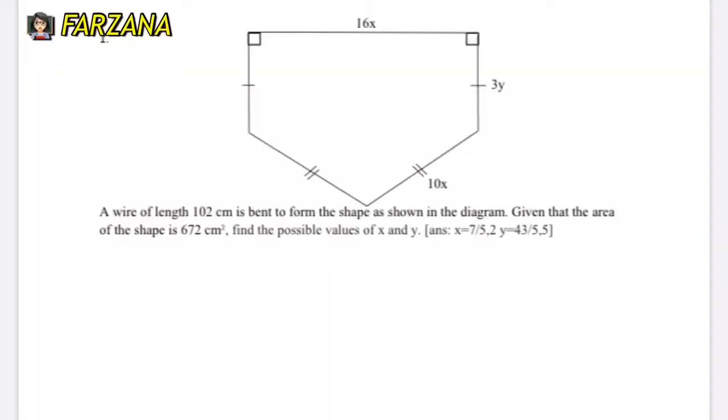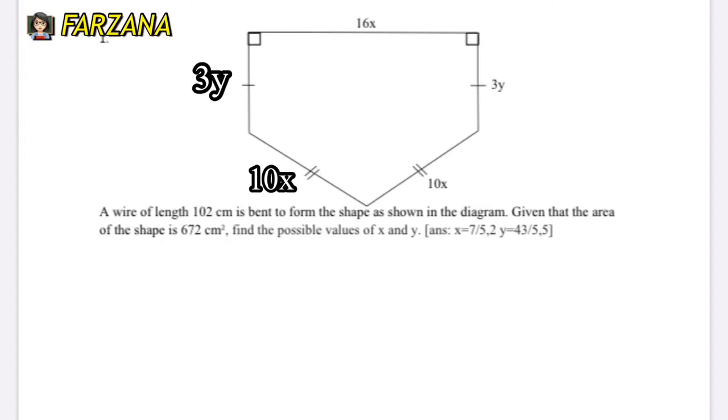Question 1. A wire of length 102 cm is bent to form the shape as shown in the diagram. Given that the area of the shape is 672 cm squared, find the possible values of x and y.